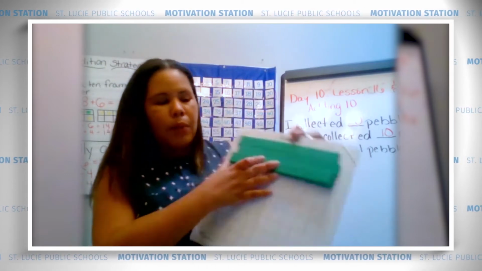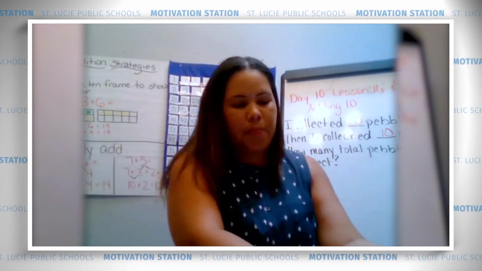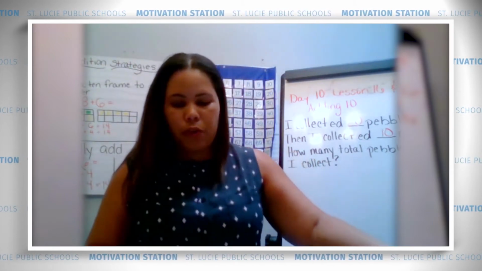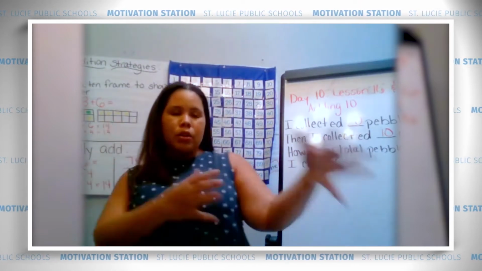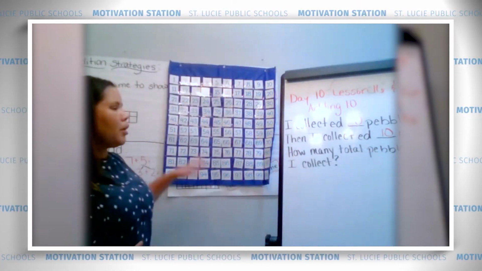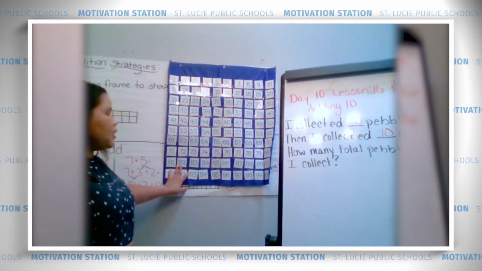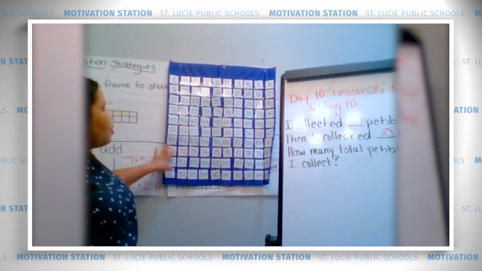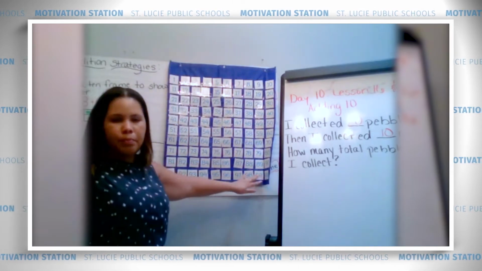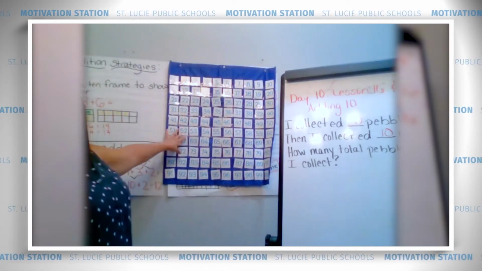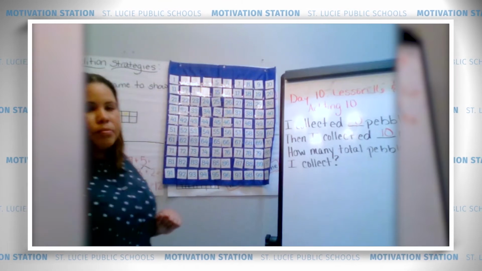Okay, but we want to use something different today. I know you've been using the 100 frame and you are mastering it. We went from starting with a 10 frame to going to the 100 frame. Now we're going to use this pocket chart. This is a 100 chart, and it shows all of our numbers 1 to 100 and what they look like when you're writing them out.